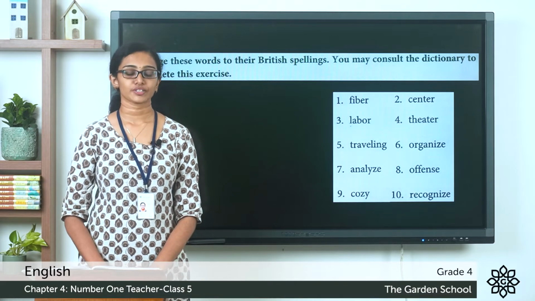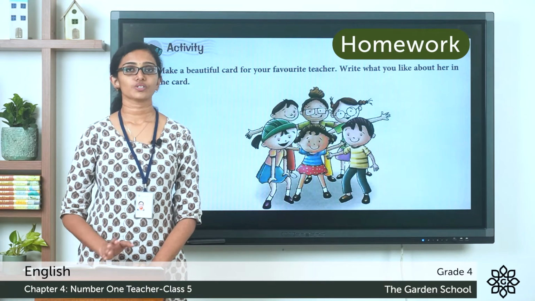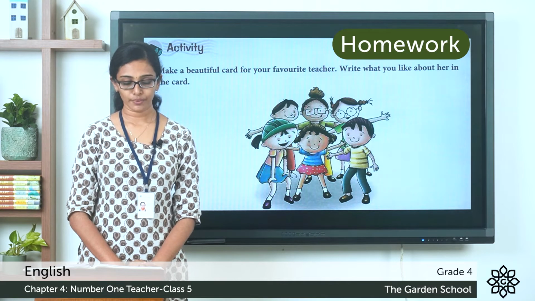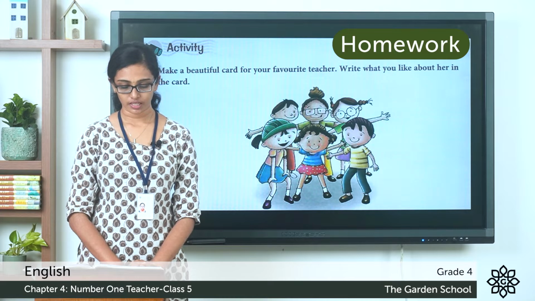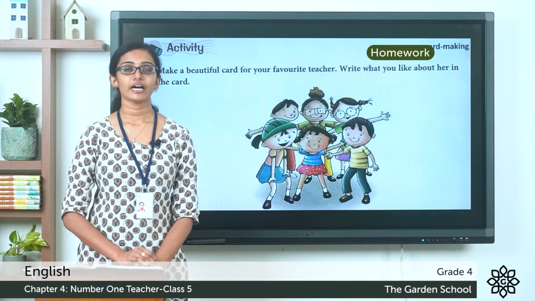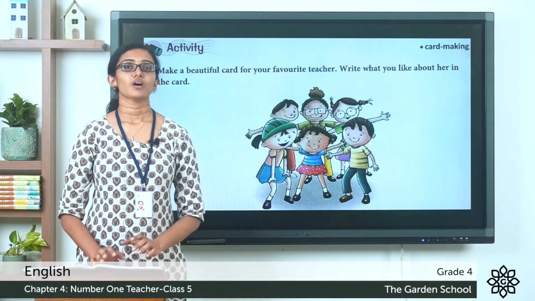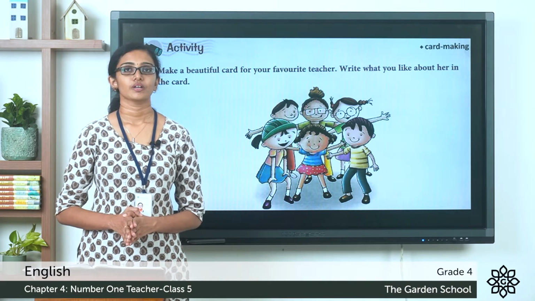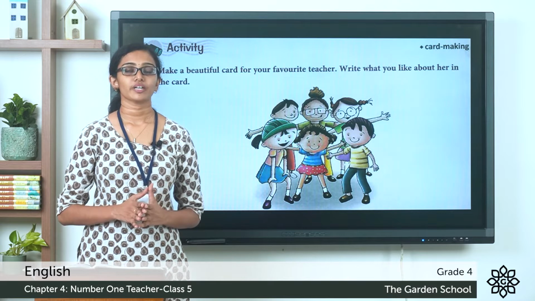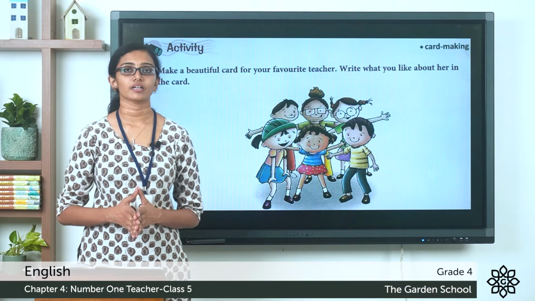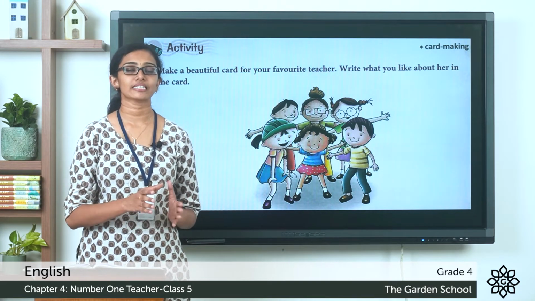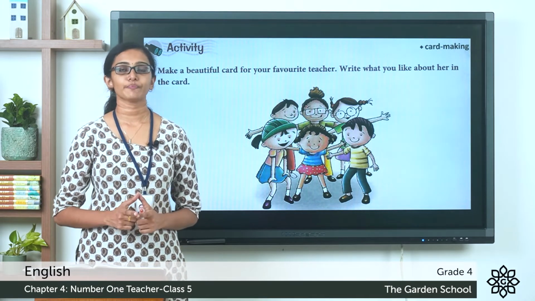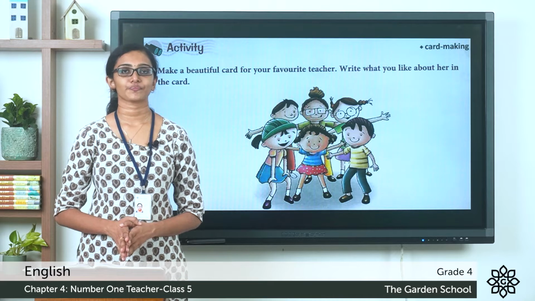Now, the next section. This is also an activity and it's about card making. Make a beautiful card for your favorite teacher. Write what you like about her in the card. So you can prepare a greeting card for your favorite teacher. You can describe your favorite teacher, why you like him or her. You can describe that person in that card. So you prepare an interesting card, you can take a picture and send us through Teams.